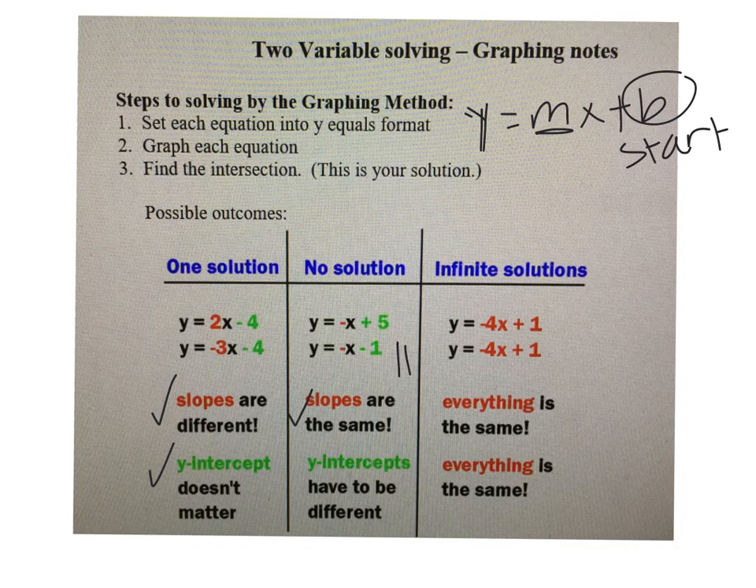So one solution, we have different slopes, and it doesn't matter about the y-intercept. If there's no solution, that means they're going to be parallel, which means they have the same slope, but the y-intercepts have to be different. Now, if you notice that they're exactly the same equation, that means they're sitting on top of each other. So they're crossing at every single point. So you have an infinite number of solutions in this case. There's a ton of them, so you can't just pinpoint one.